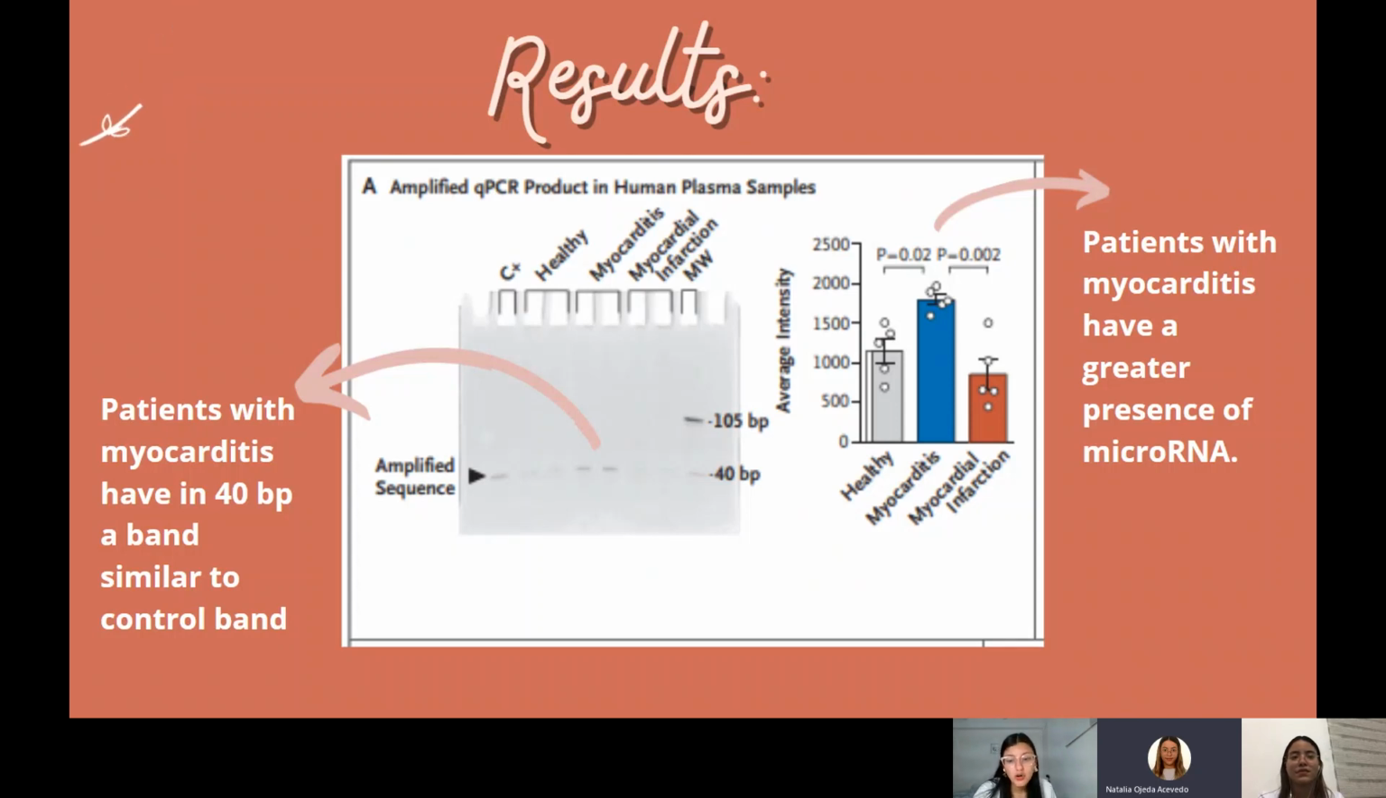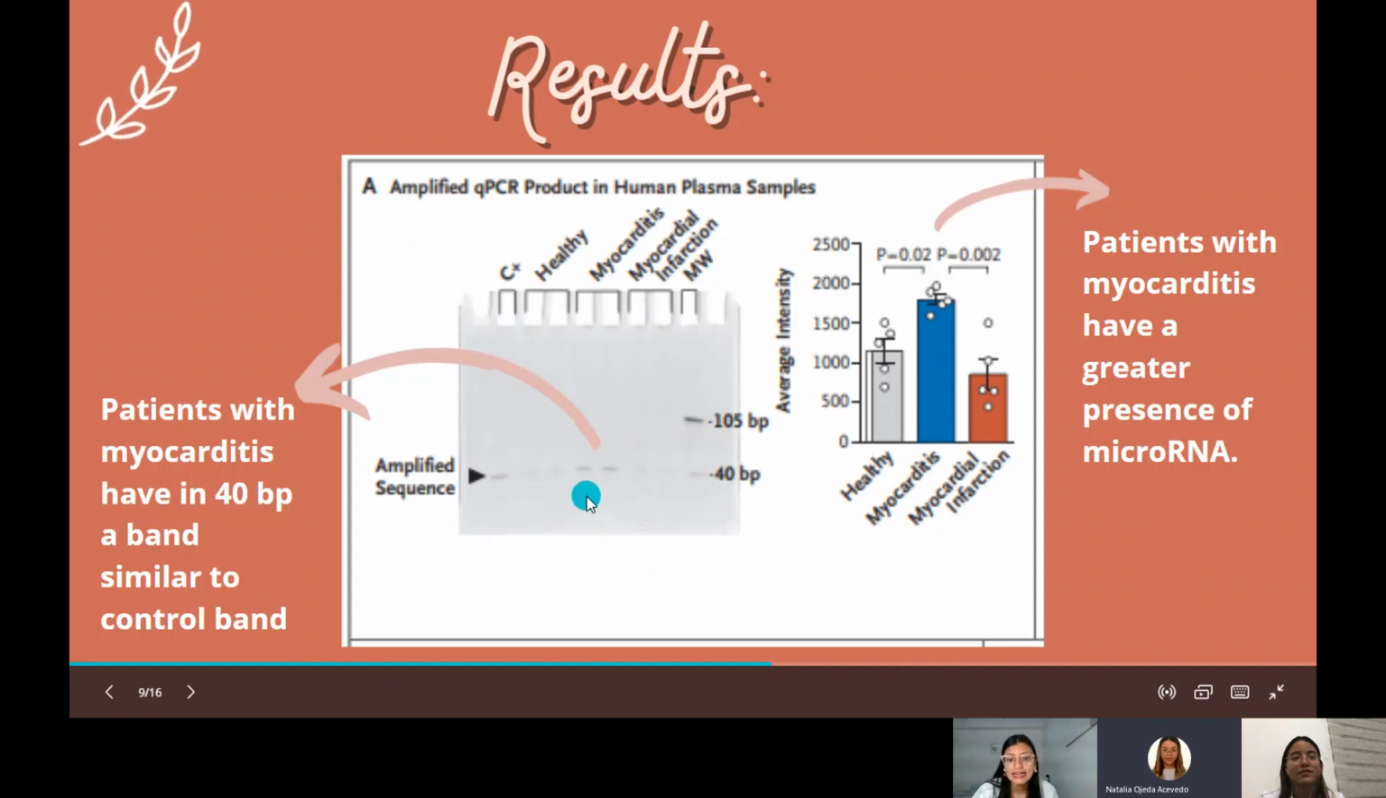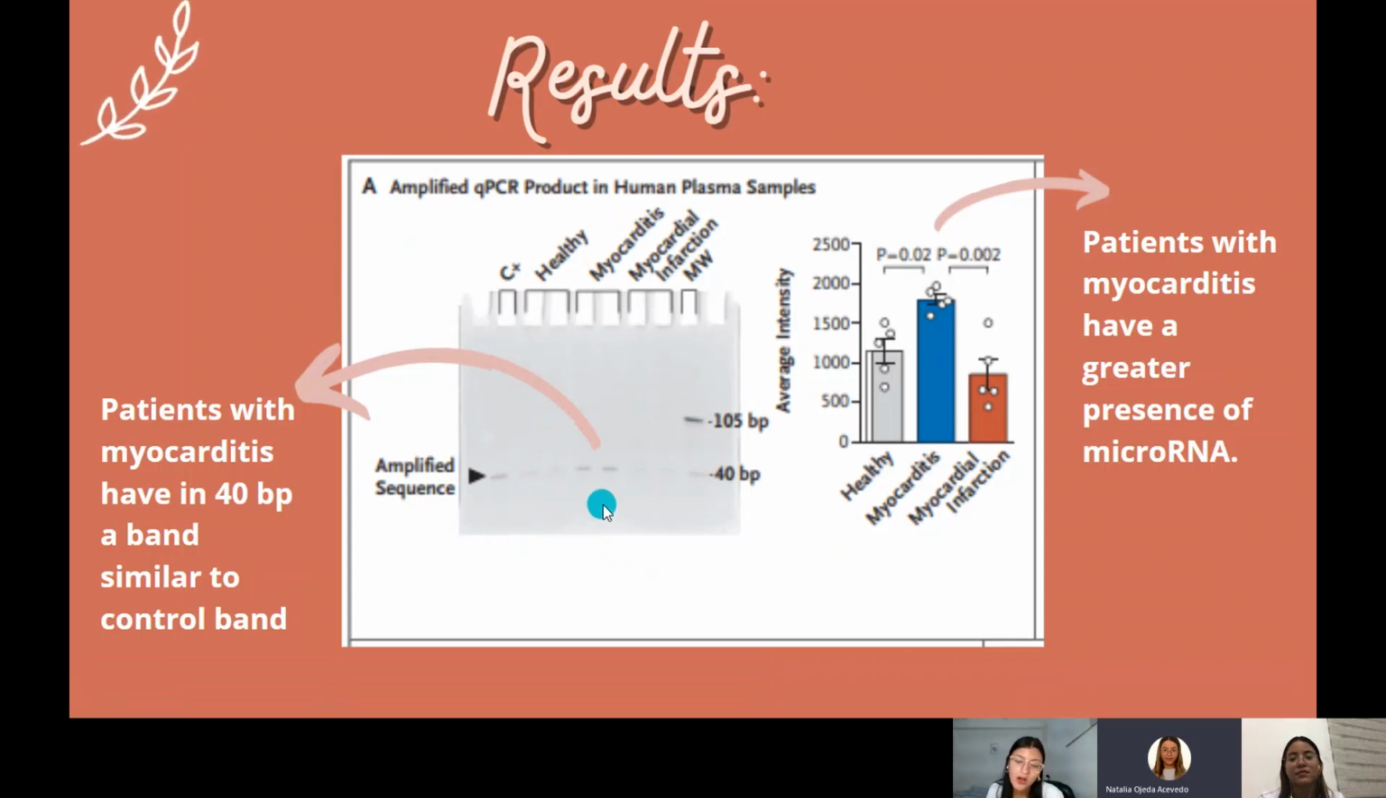We also have a positive control and a molecular weight marker. And let's see this, that is important: at the 40 base pair line, patients with myocarditis have a similar band present to the control. The control band is one that is transfected with microRNAs, and that means that patients with this condition have a presence of microRNA opposed to the healthy patients or patients with infarction.